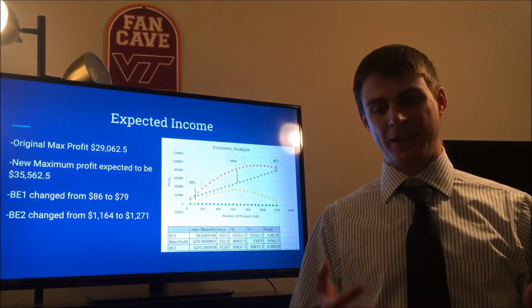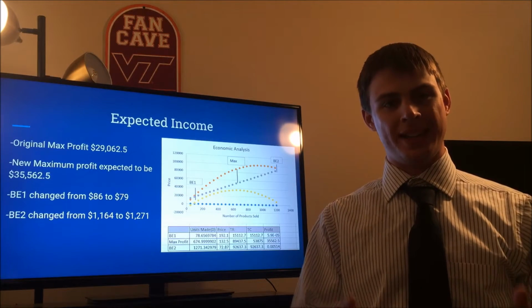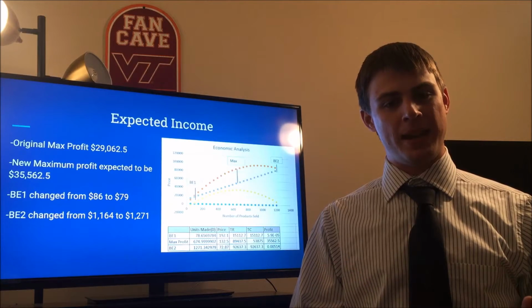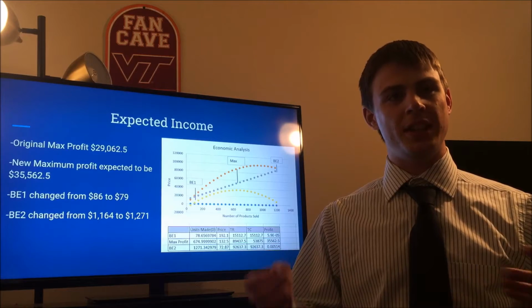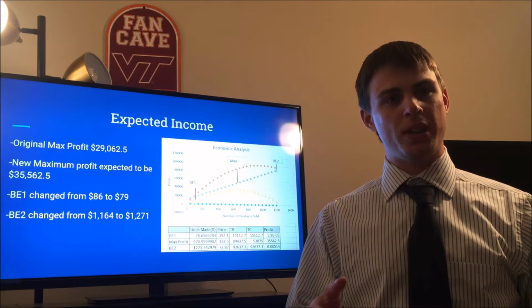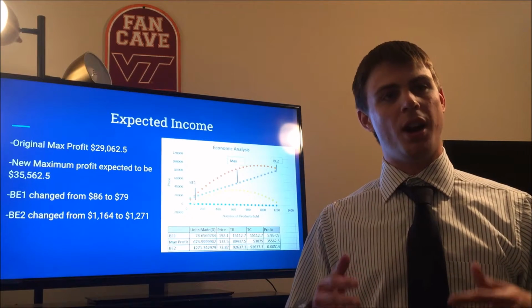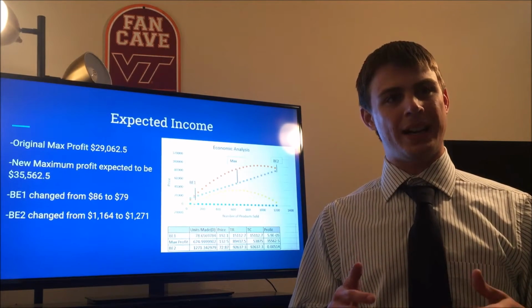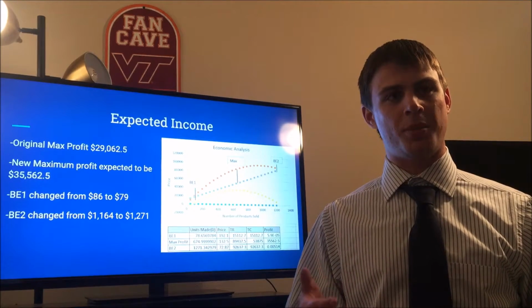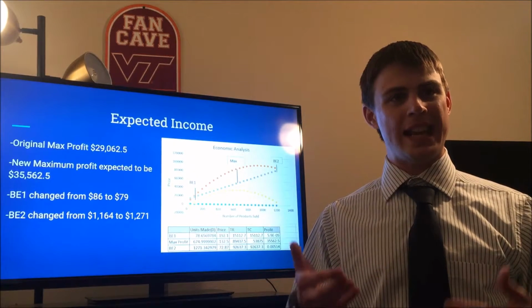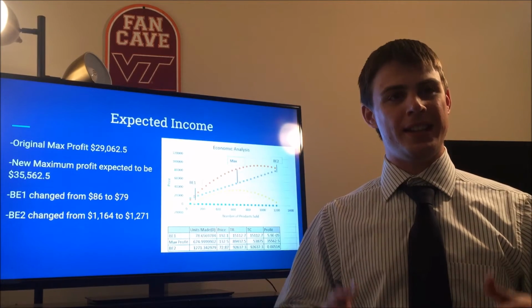Since the total cost to manufacture the product comes out to be about $65, this is about $10 less than what we previously estimated during the beginning of our product planning phase. Therefore, when we rerun the whole economic analysis, we come up with a new max profit of $35,562, which was originally $29,000. That's about a $6,000 increase in our maximum profit. Also, our break-even points changed to make it more convenient and easier for us.